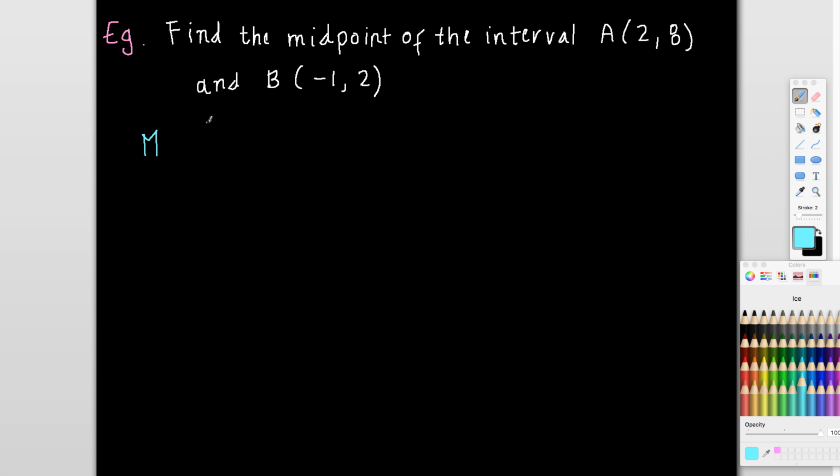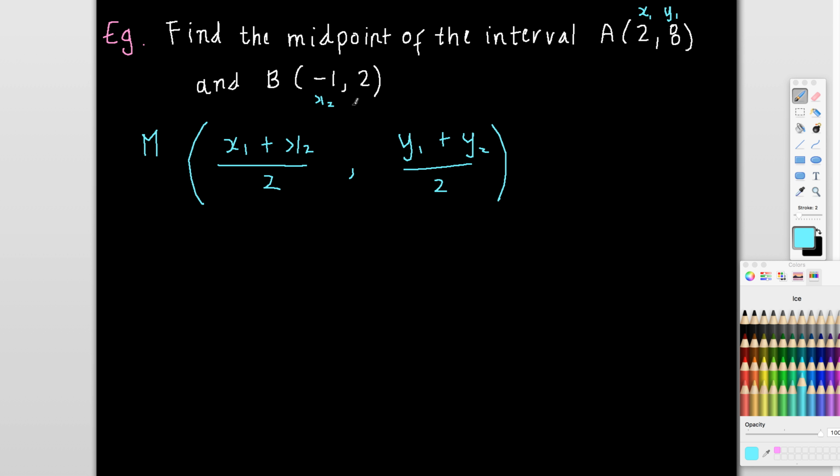So the midpoint is going to be the average of the x's, so that will be (x1 + x2) divided by 2, and the average of the y's. So obviously we've got x1, y1, x2, y2. Not absolutely necessary to label them, but do so if you need to. All right, so here we have x1 and x2. So we've got 2 and negative 1. And for the y's, we've got 8 and 2.